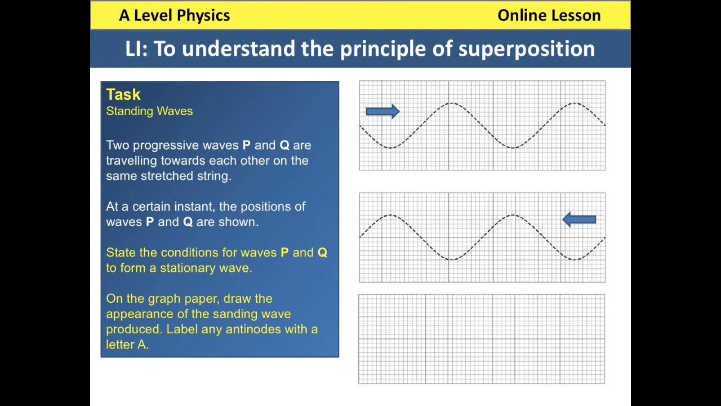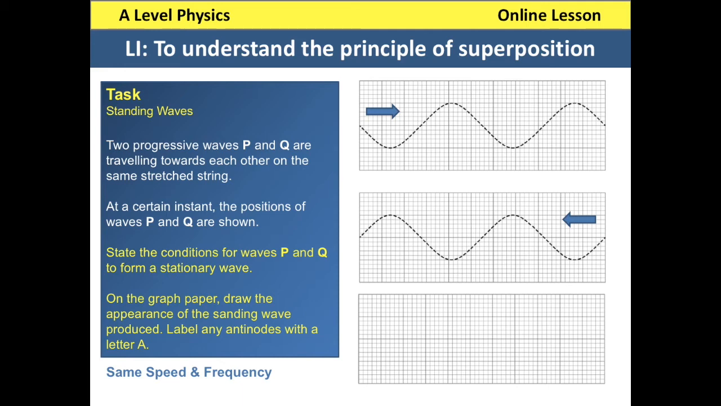Well, one of the conditions was given to us in the question, that they need to be travelling towards each other or in opposite directions. The other conditions that need to be met are that those waves need to be travelling at the same speed, have the same wavelength and have the same frequency as each other. Okay, so that's the answer to the first bit.